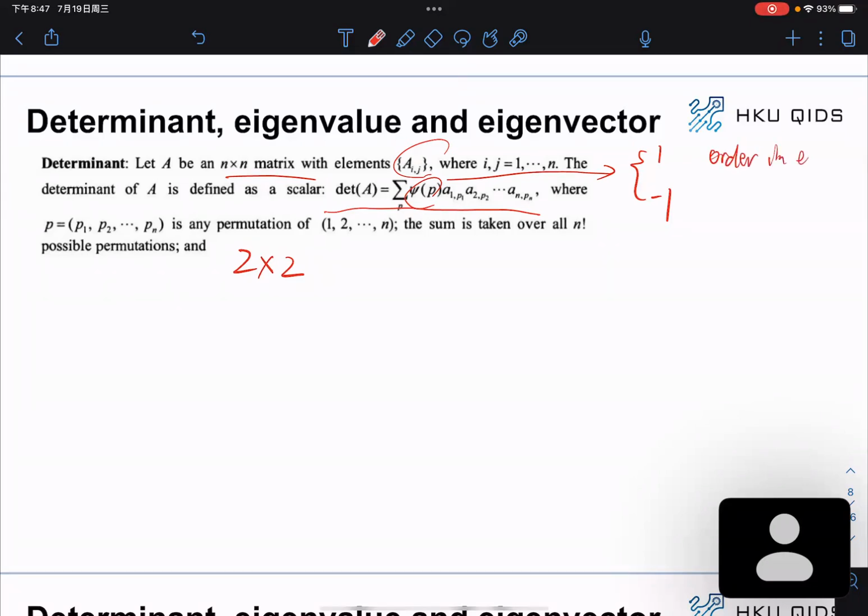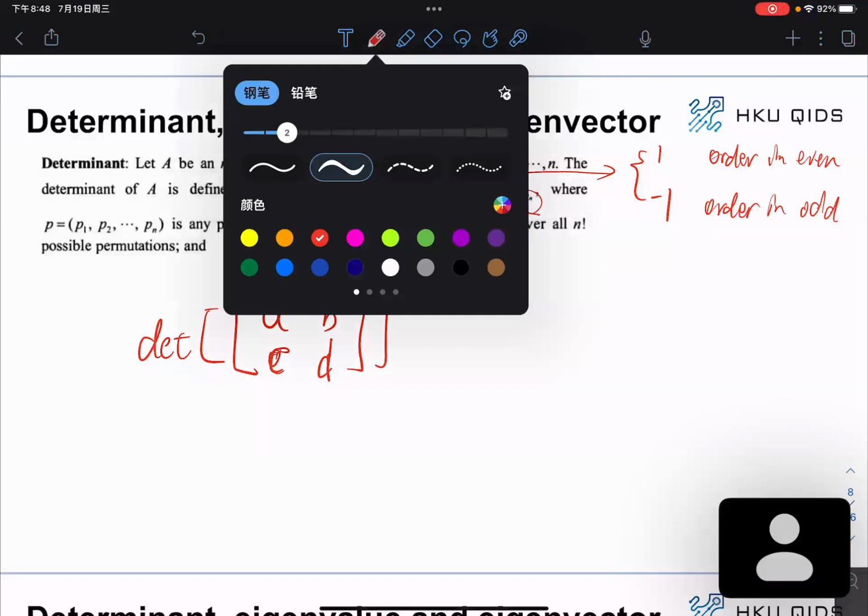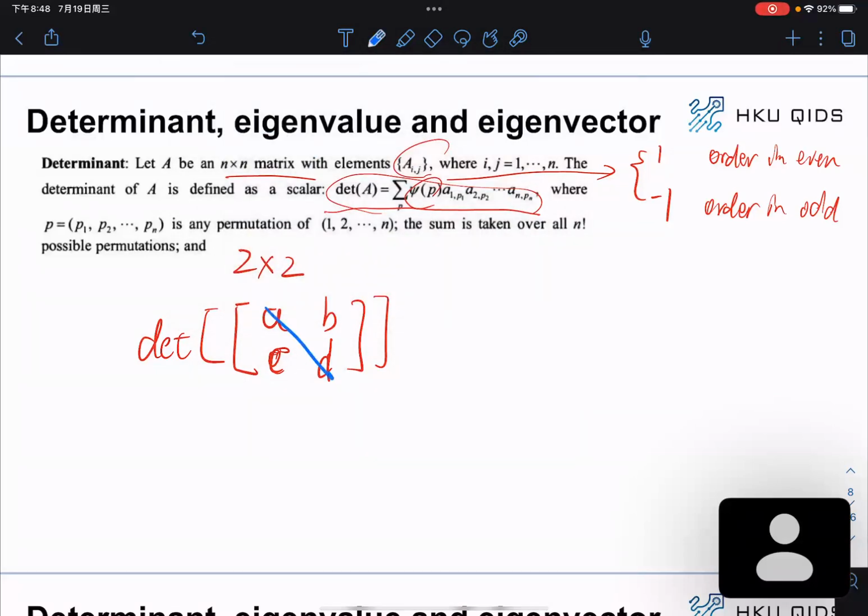It is 1 if this permutation p can be converted to the natural order by an even number of exchanges, and it is -1 if it is an odd number, okay? But let's forget about that. I don't think it is going to bring you any intuition. So let's first think about a 2 multiplied by 2 matrix A, B, C, D, okay? And then the determinant is just what? It's just this diagonal minus the product of the other diagonal. Okay, so this is going to be AD minus BC.